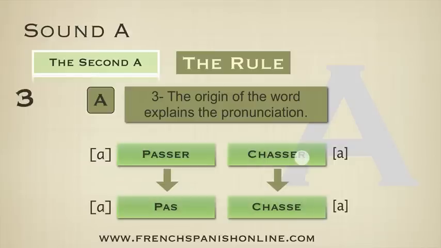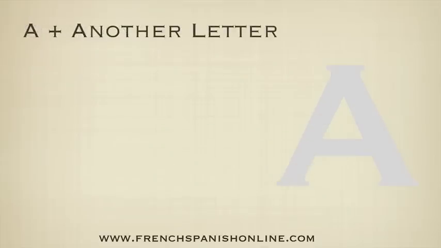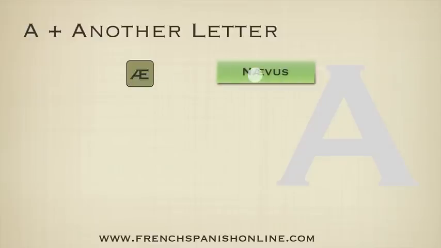So sometimes if you see a word, for example, that seems an exception to the rule, if you refer to the origin, you may understand better why we have this sound A in French. Okay? So revise these 3 rules to know exactly how to pronounce the letter A in French. Let's see now some other pronunciation when the letter A is combined with other letters. For example, A, I, or AE here, like in nevus. The pronunciation here is E, nevus.